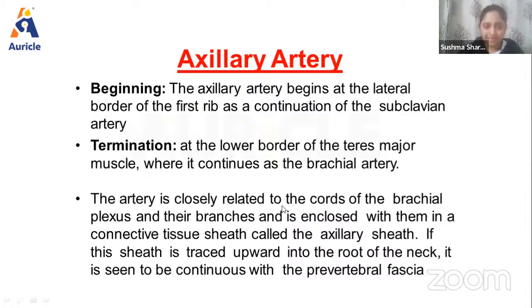Now, I have just taken up axillary artery because I want to do this in a little more detail. Now the axillary artery begins at the lateral border of the first rib as a continuation of the subclavian artery. Subclavian artery, axillary artery, brachial artery, radial artery, ulnar artery. So this is how the arterial structure of the upper limb is. Then at termination at the lower border of the teres major muscle, it continues as the brachial artery. Now, this artery is closely related to the cords of the brachial plexus and its branches, isn't it?